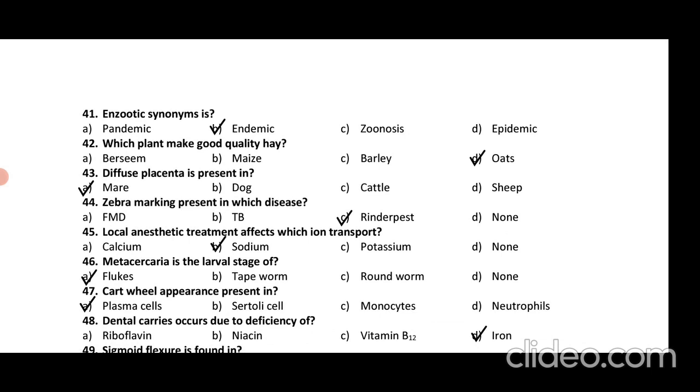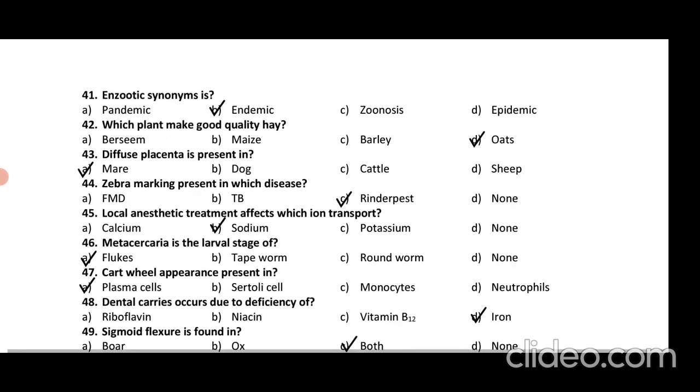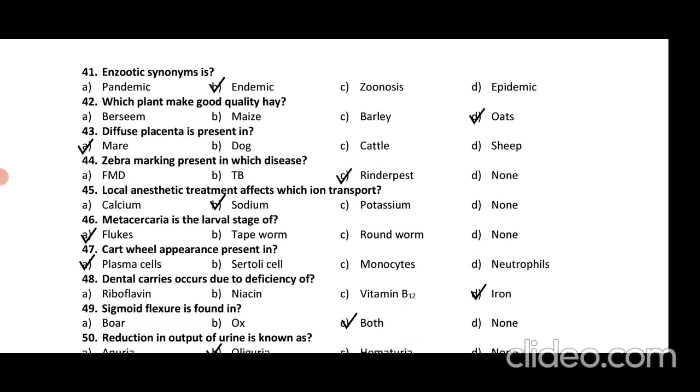heme of the hemoglobin has an iron atom, and it is the part that makes the red blood cells. There is also a type of anemia related to that, known as iron deficiency anemia. Deficiency of iron leads to anemia and also leads to dental caries.